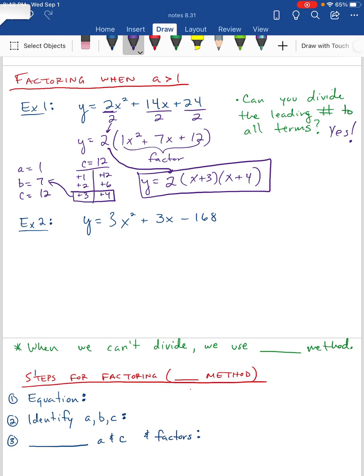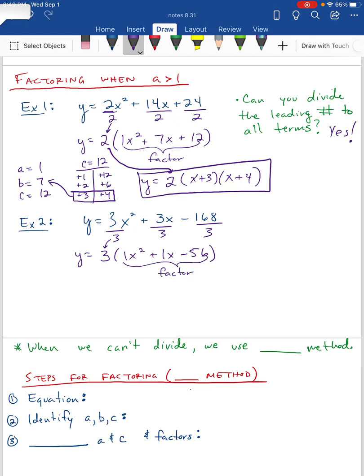Let's do another example like that. For example number 2, I have y is equal to 3x squared plus 3x minus 168. All of these terms are divisible by 3. So I have y equal to 3 in the front, because that is what I'm dividing everything by. And inside the parentheses, I get 1x squared plus 1x minus 56.